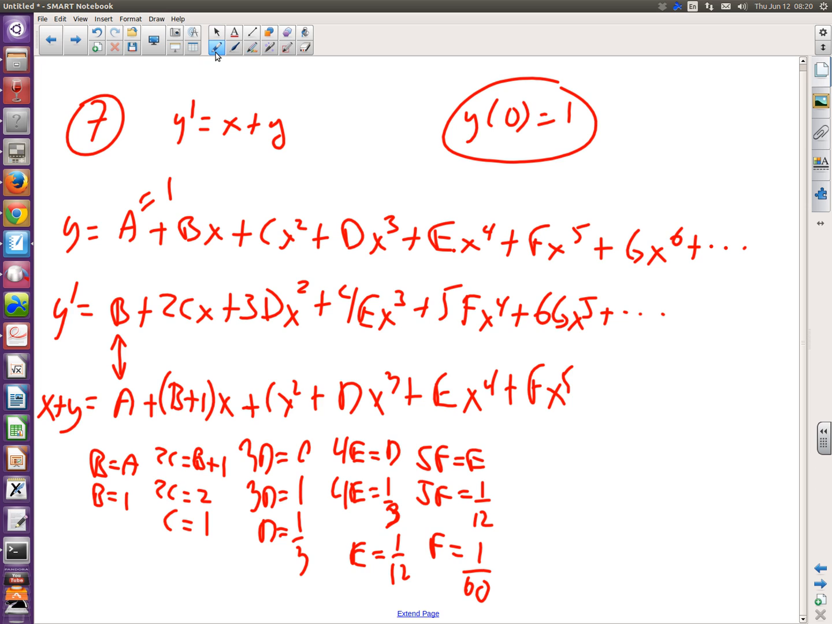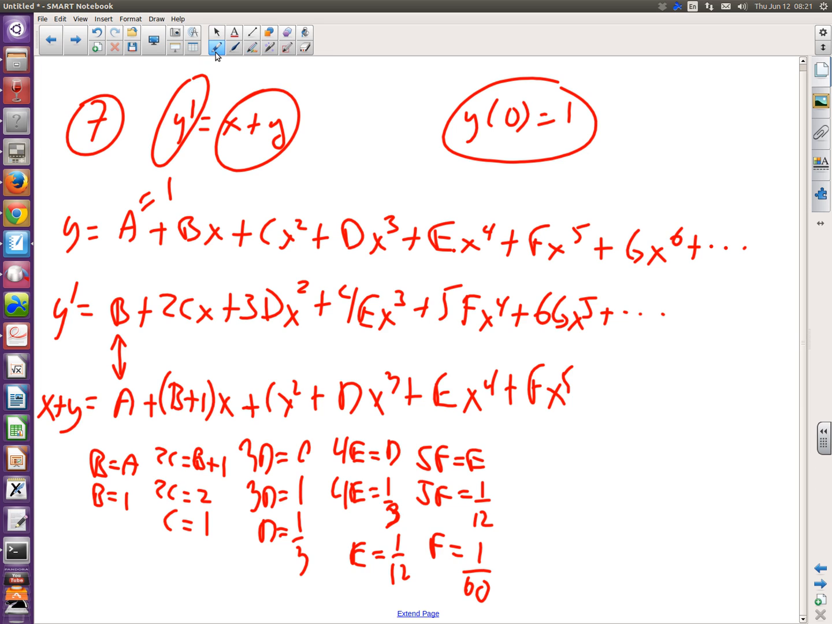Why are we able to compare? Before you were comparing y and y prime. But how can we compare y prime to x plus y? That's what it's saying. I need a series for y to get a series for y prime. I need a series for y to get a series for x plus y. The series for x plus y is the same as y, except it's just 1 more x.